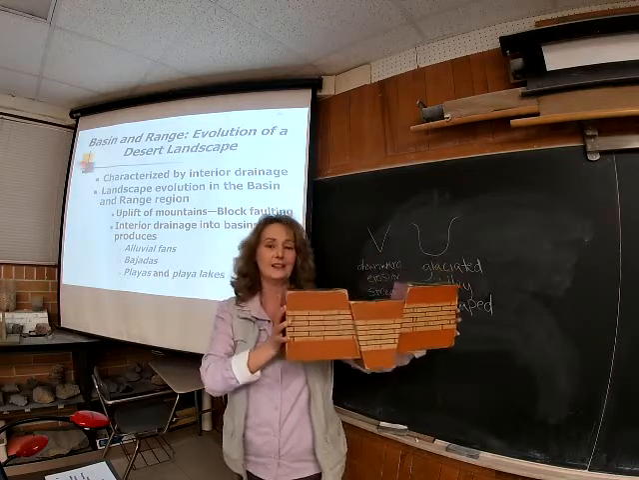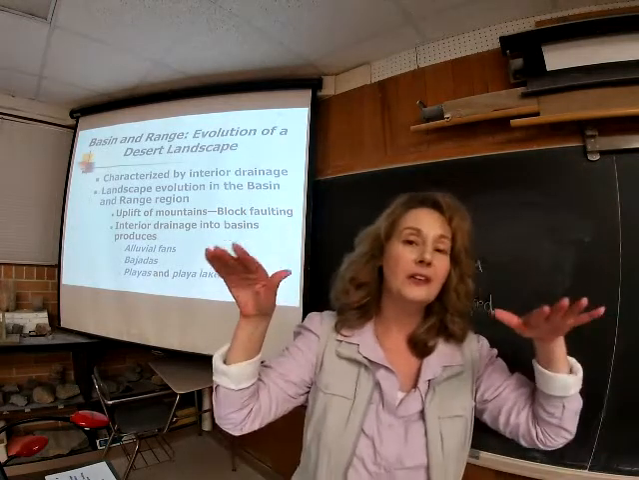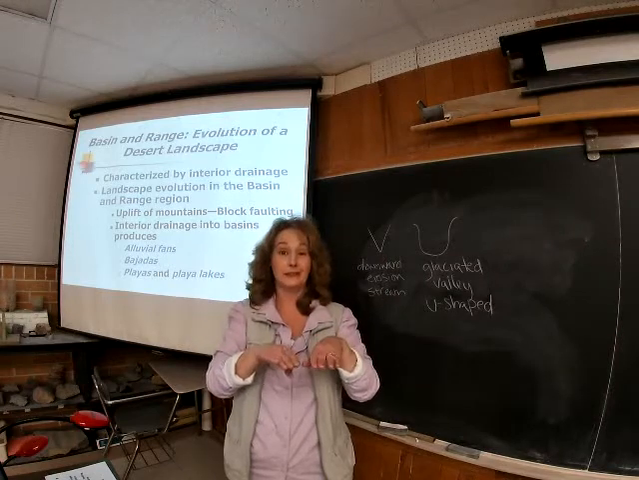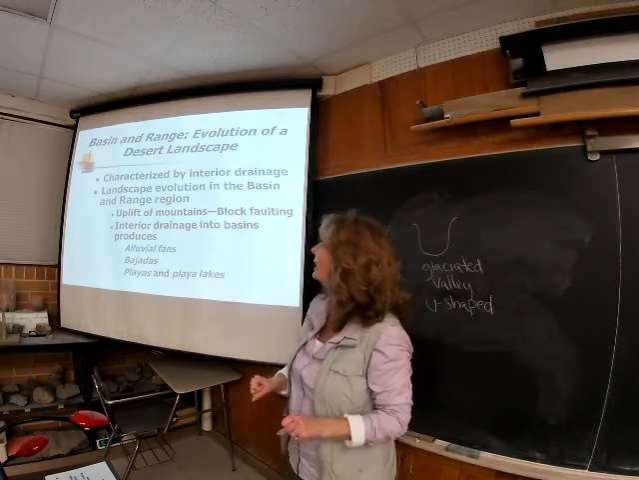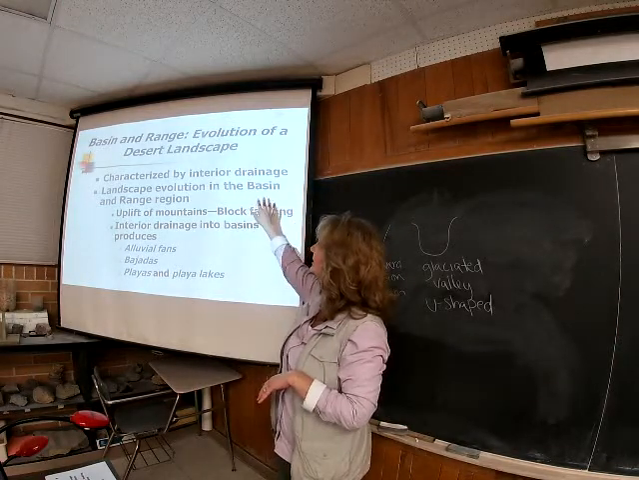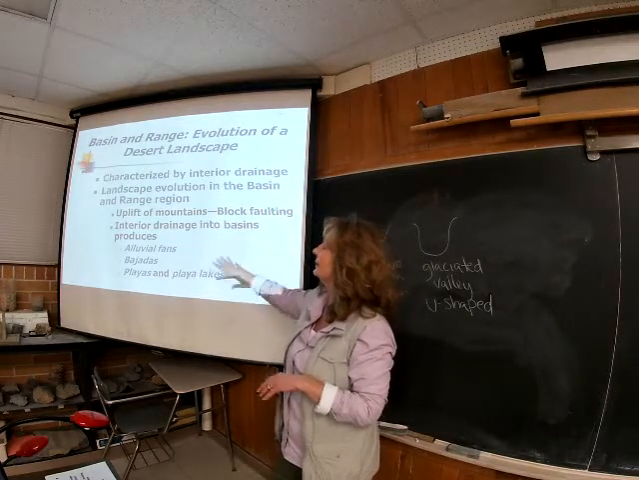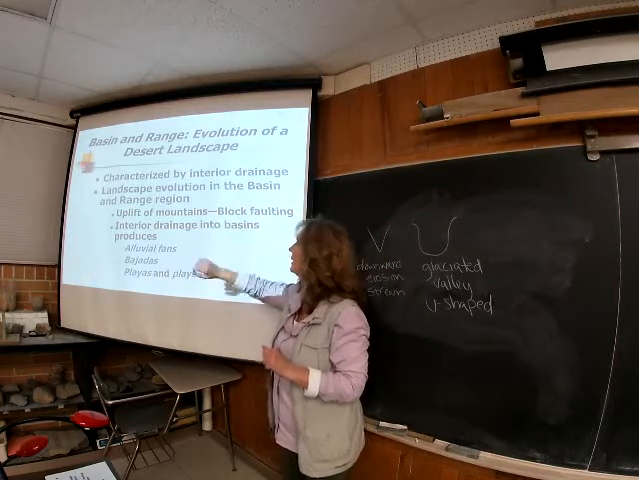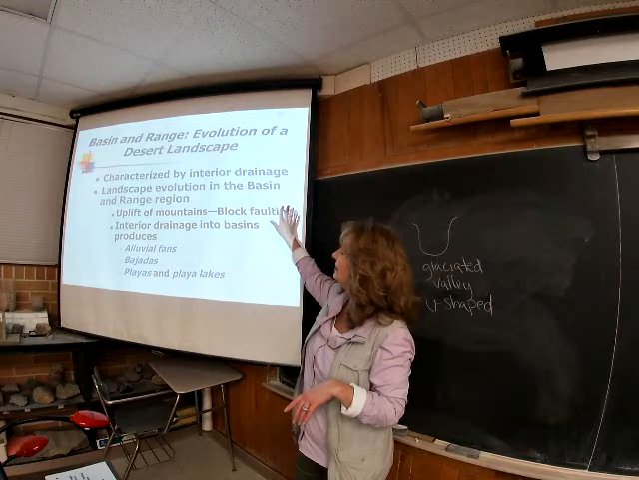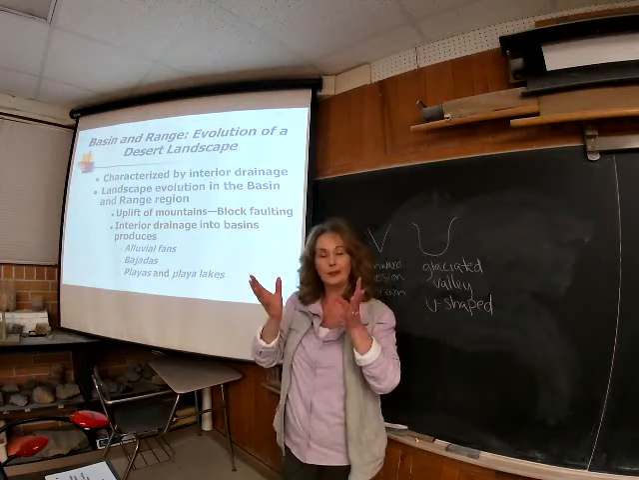Okay, so you see this repeat one after the other, a basin and a range. The range is the higher elevation and those lower graben parts are the basins. Okay, so basin and range, evolution of a desert type of landscape. It's characterized by interior drainage. The landscape evolution in the basin and range region: we've got an uplift of mountain blocks by block faulting, so those faults drop down blocks and upper blocks. The interior drainage goes into the basin part, the low part.